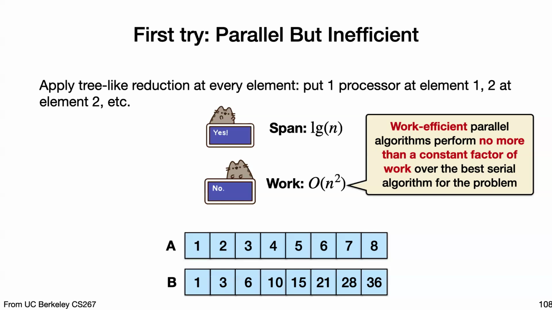So this was good in terms of the span. Log n is not bad in terms of the depth, but ideally we would like to bring this work term down because we want to design work-efficient algorithms, which are algorithms that do no more than a constant factor of the work compared to the best serial algorithm. Remember that the best serial algorithm does n work, so we need to bring this down a bunch.